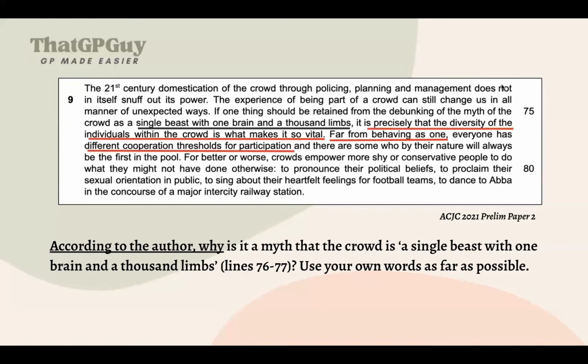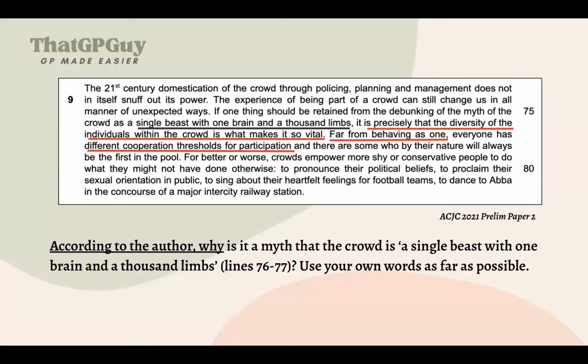Now the underlined phrases that you see here, those in red, are the answer. The question says, why is it a myth that the crowd is so and so? A myth is the opposite of a fact. It's something that is wrong. So why is the phrase that the crowd is a single beast with one brain and 1,000 limbs wrong? It is because the crowd is made up of a diverse set of people, and that's why we don't behave as one, and everyone behaves differently with different cooperation thresholds for participation. So everything is there.